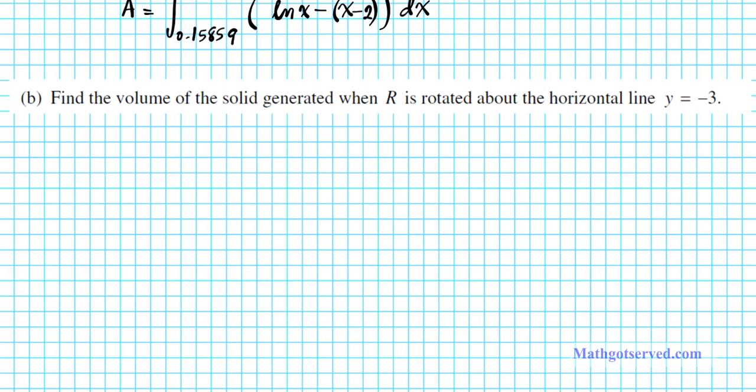Alright, let's take a look at the B part. So for the B part, it says find the volume of the solid generated when R is rotated about the horizontal line y equals negative 3.